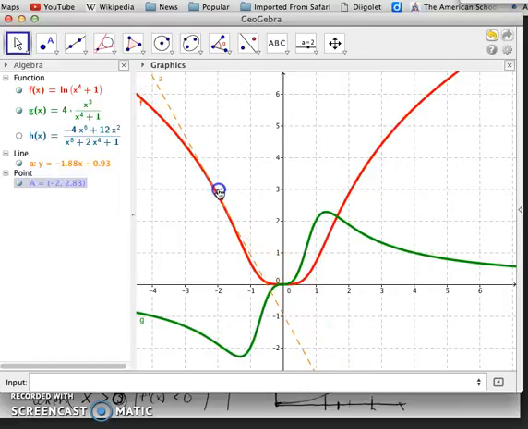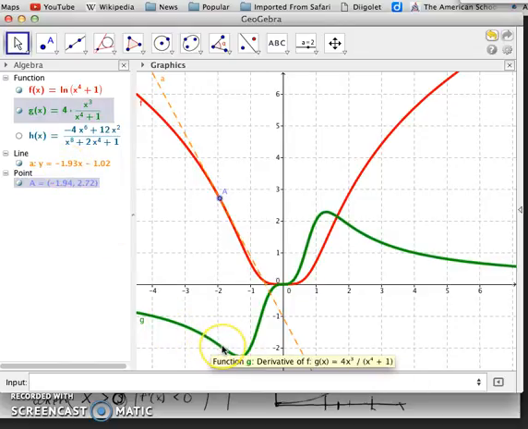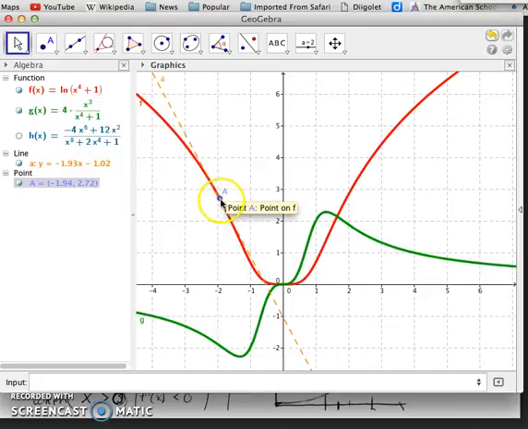When x is negative 2, it looks like my slope is negative 1.88. Again, I want you to focus on this slope, and this slope is of the tangent, which corresponds to the green function, the first derivative.